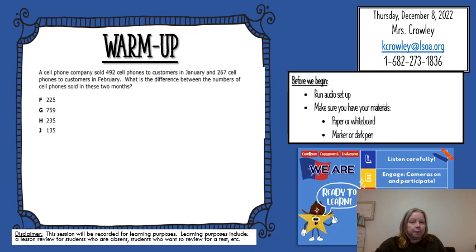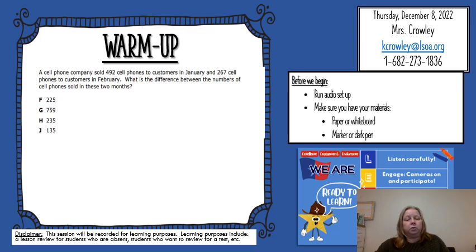Let's start with the warm-up. A cell phone company sold 492 cell phones to customers in January and 267 cell phones to customers in February. What is the difference between the numbers of cell phones sold in these 2 months?